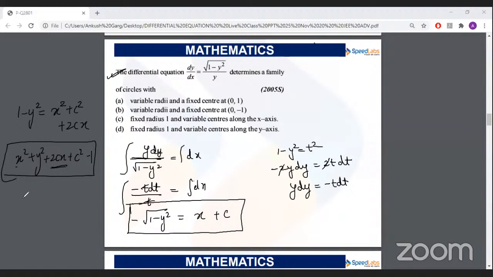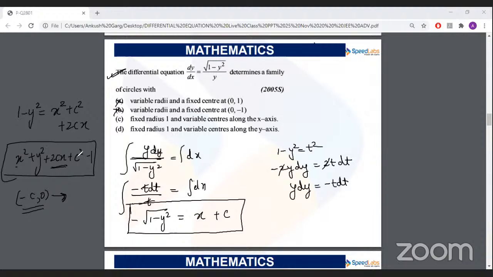And what is the center of the circle? It is minus c comma 0, right? So the center of the circle, you can say it is minus c comma 0. So the center is variable, it is not fixed. So options A and B are incorrect because there the center is fixed. So the center is variable.